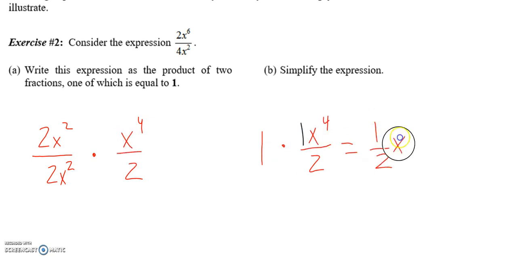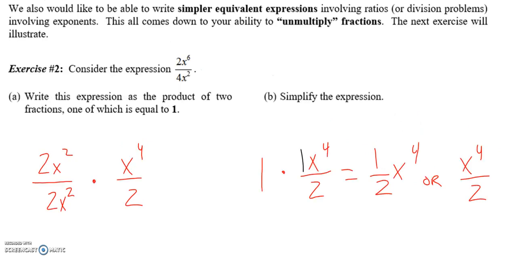And then I could simplify it to 1/2 x to the 4th, or you could write it as simply x to the 4th over 2. Either way, those are fine. So that's how Kirk did his. And I'll show you how I do mine when we start doing these other problems.